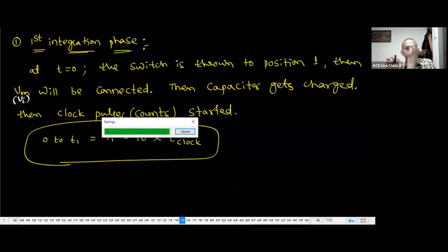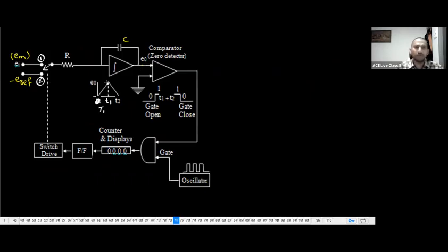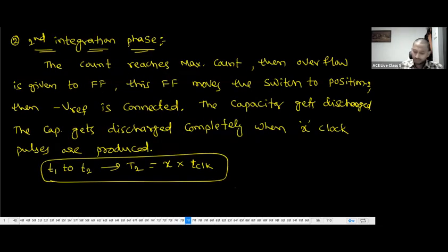Input is given, that will keep on getting integrated. Clock pulses will keep on getting generated. Count will be counted up to maximum count. 0 to T1 is the capital T1 time period. That should be equal to 10 power n counts multiplied by the time of 1 clock pulse. Like this: 1st clock pulse, 2nd clock pulse, up to 10 power n clock pulses, and this clock has its own time. If you multiply those two, you get the corresponding value.